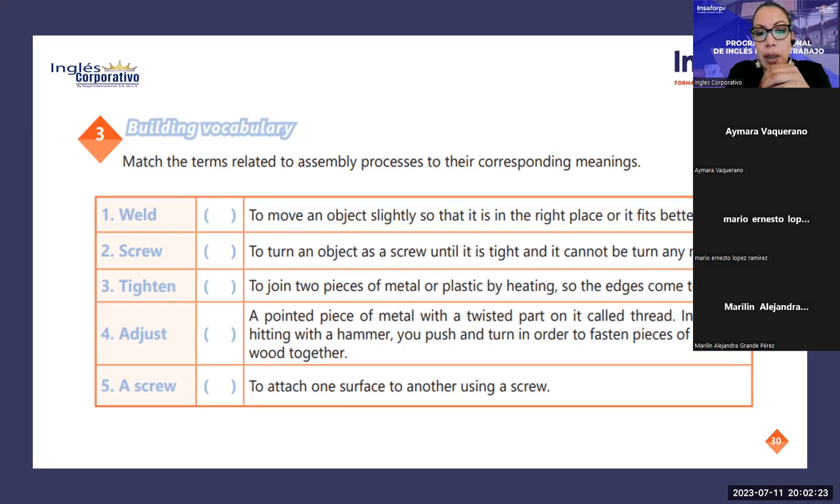To join two pieces of metal or plastic by heating so the edges come together. A pointed piece of metal with a twisted part on it called thread; instead of hitting with a hammer, you push and turn in order to fasten pieces of metal or wood together. To attach one surface to another using a screw. So you have the definitions and the words, and we have to complete the matching exercise. If you prefer to work from the material that you download from the platform, you're going to find this exercise on page 30.